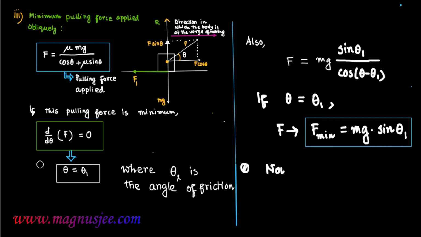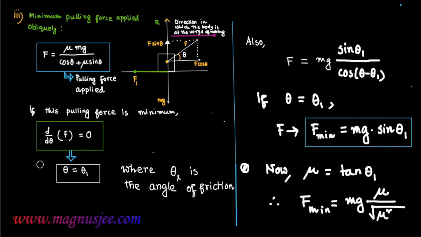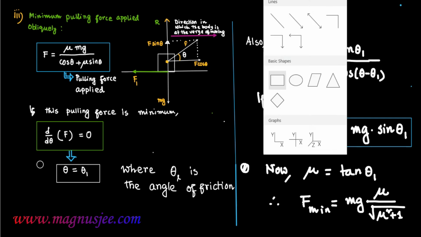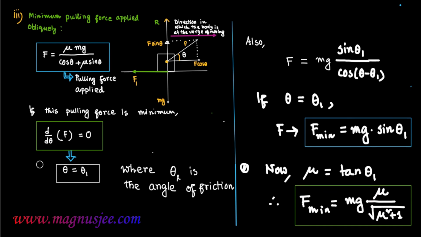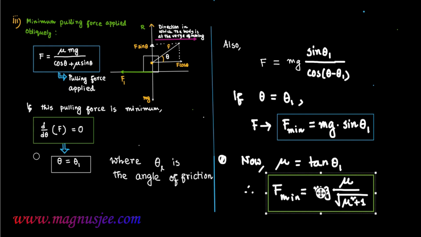And also now we know that mu is equal to tan theta L. So another expression of minimum pulling force is what? mg mu divided by root over mu square plus 1. So this is the expression of minimum pulling force applied obliquely on a body at an angle theta to move the body.